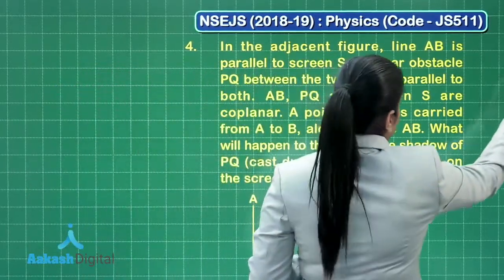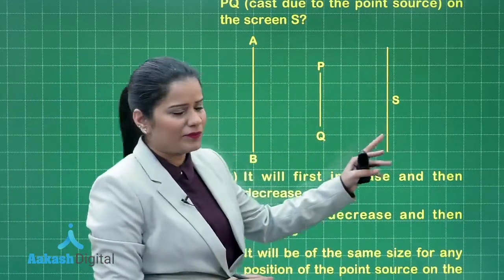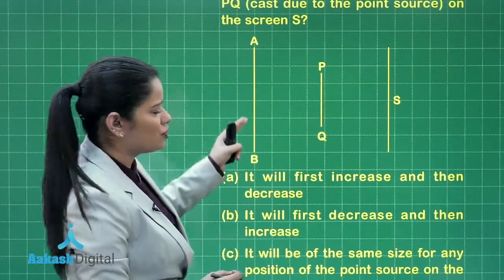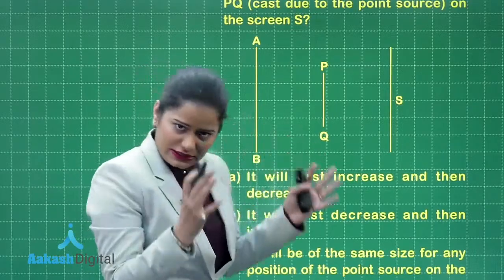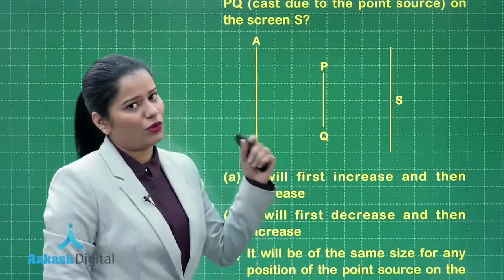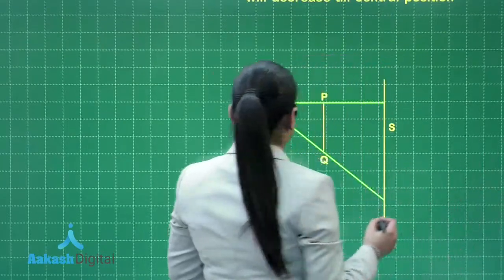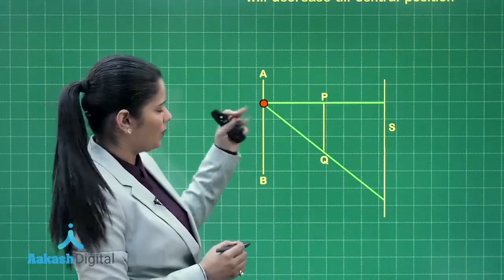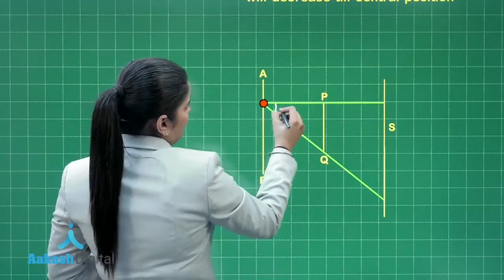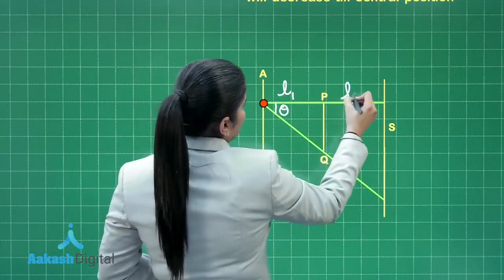So here you can see this is the arrangement. This is line AB, this is PQ and this is the screen. Now as per this question, a point source is taken from A to B. We need to see what is going to happen with the shadow of this PQ on the screen. Now to solve this question, let us suppose we have taken the point source somewhere here and this is how its shadow is going to form. This is angle theta. Let us suppose this distance is L1 and this is L2.